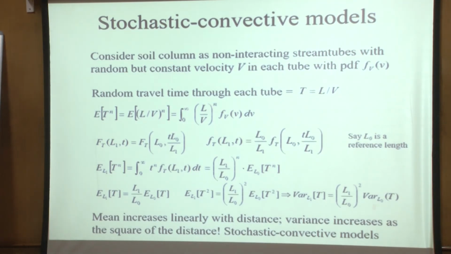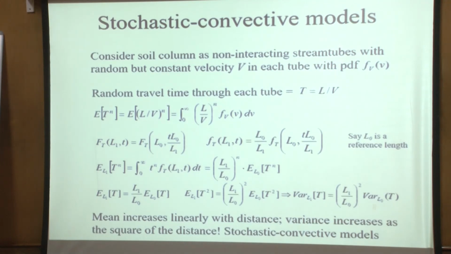Similarly, if I want to find the second moment of the travel time at that new distance, I can do the same analysis and I'll get a different expression. So these are very simple expressions. But once I find this expectation of t square and expectation of t for this different length, I can find what the variance of the travel time is at this new length. Okay, and that's what I get. So it's L1 over L0 square times whatever the variance was at my reference length.